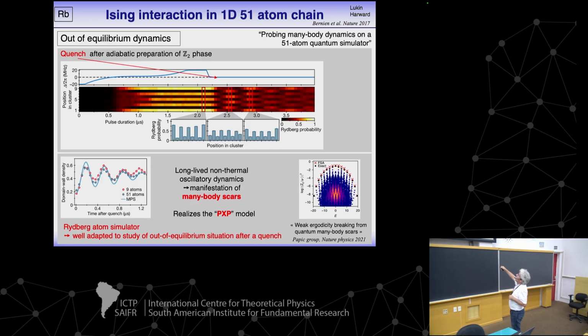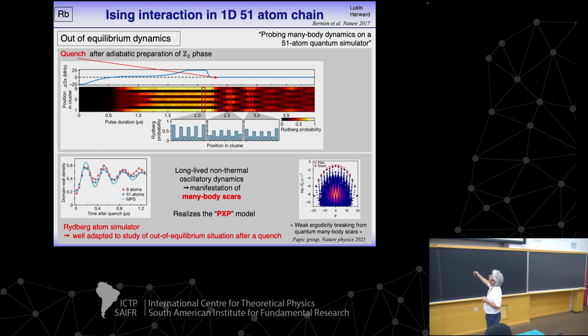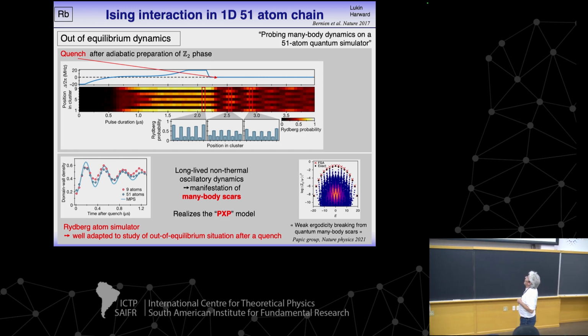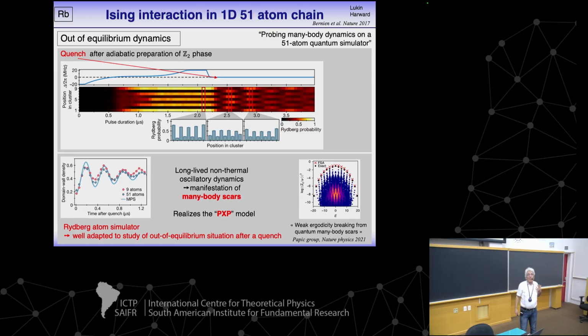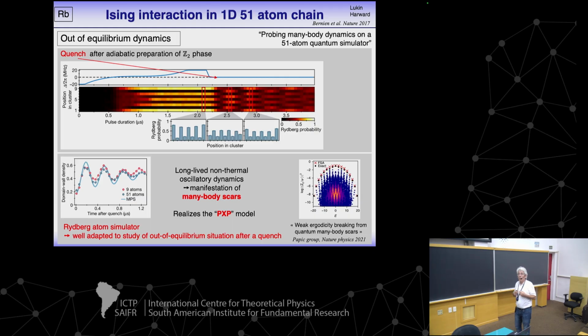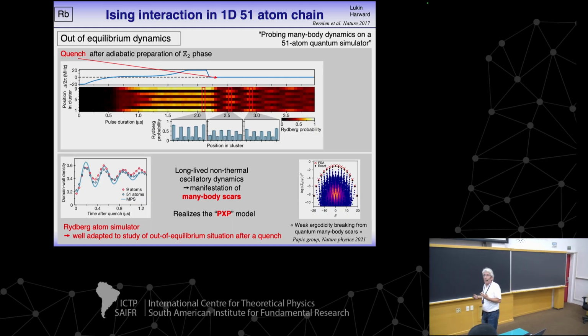And what they see is oscillation between two Z2 states, one where the end atoms of the chain are excited, and the other one, at that time, where the less excited atoms are at the end of the chain, and the excitation now sits in between the initial state. And the amazing thing is that these oscillations look like a long-lived oscillation without the expected damping.